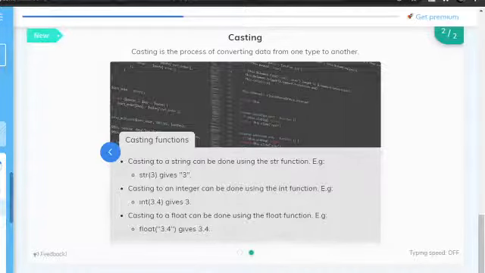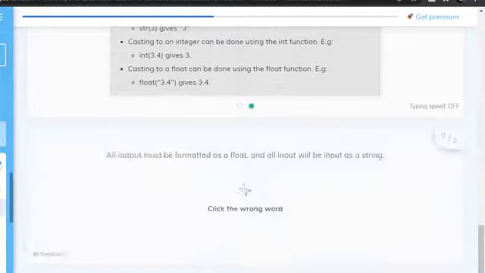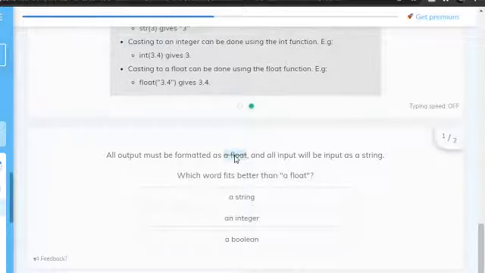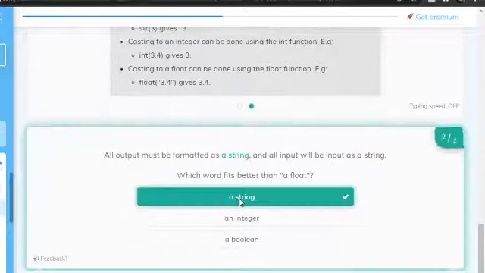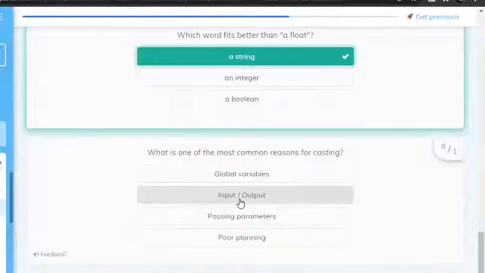Right, we're back. All outputs must be formatted as a string, and all inputs will be inputted as a string. What is one of the most common reasons for casting? It would be input and output.